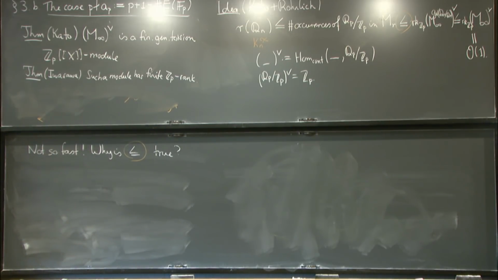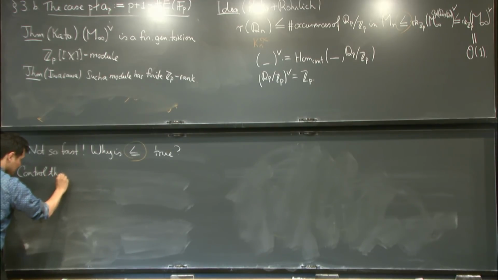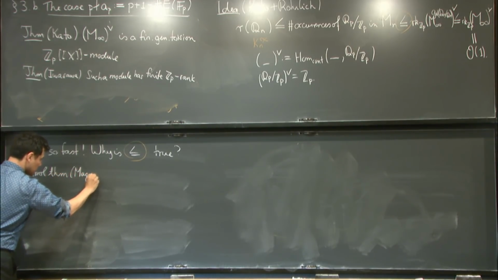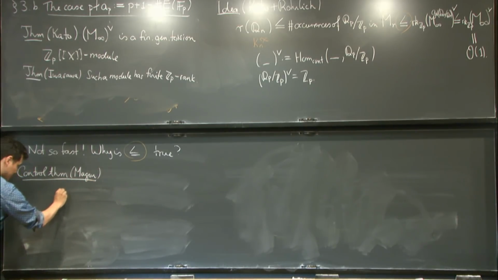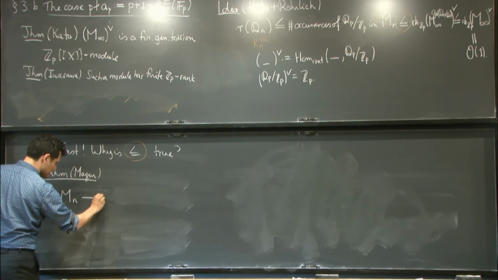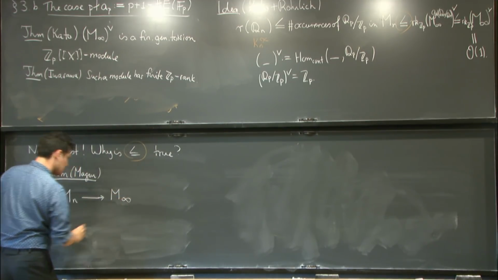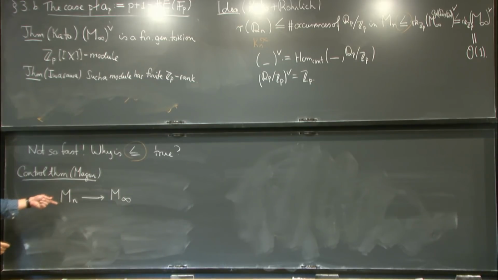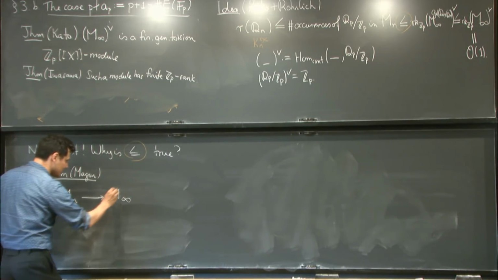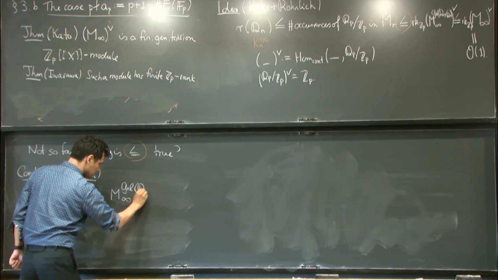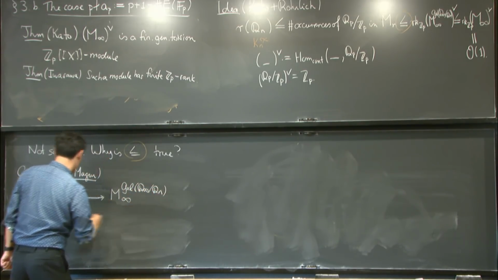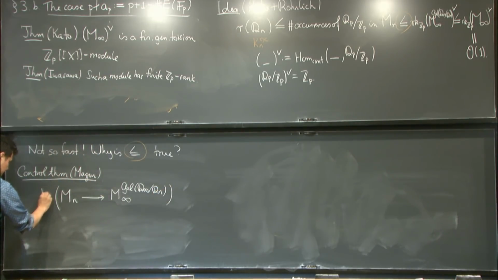So why is this inequality true? It is true because of Mazur's control theorem. So the part of the control theorem we need states that if you look at the natural map between Mn, so the Selmer group at nth level, well, the way to fake this Selmer group at finite level using only the Selmer group at infinity, this guy has finite kernel.